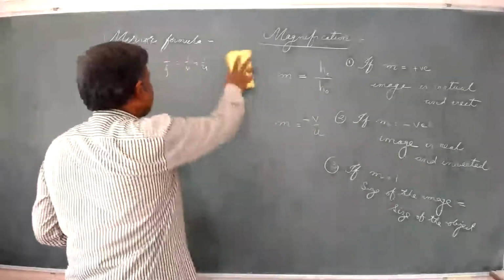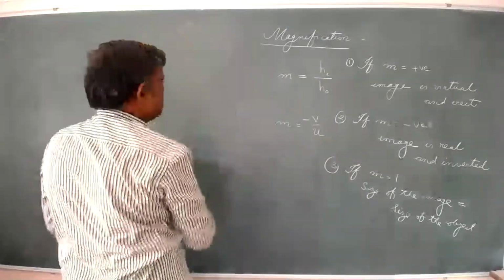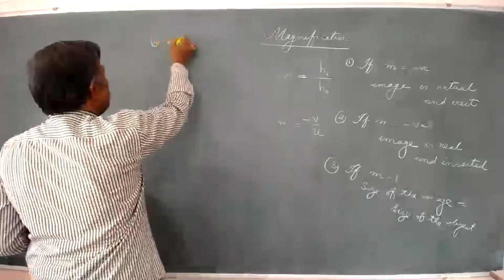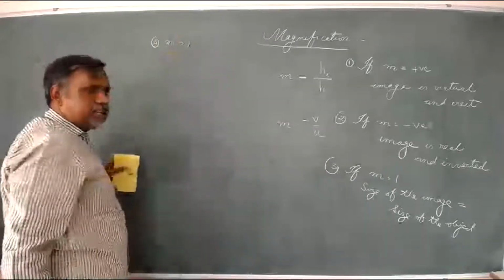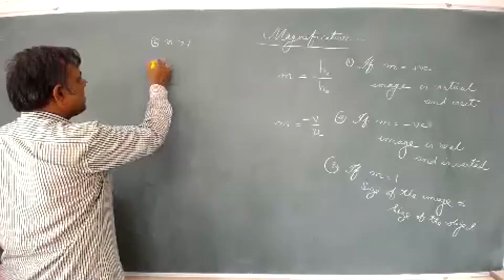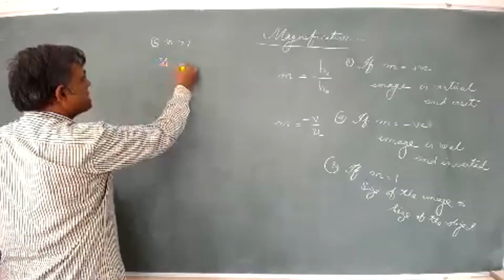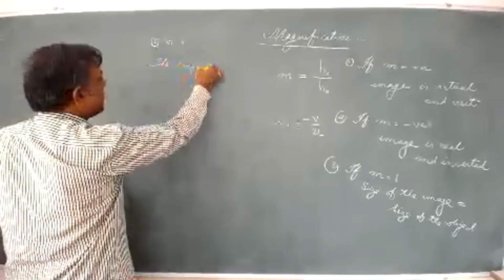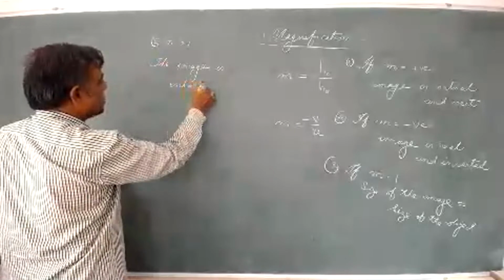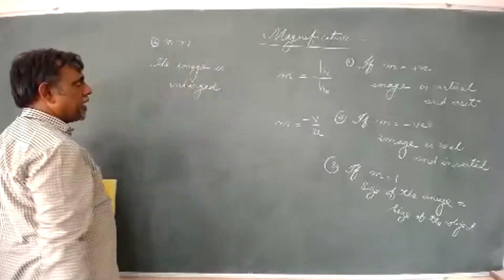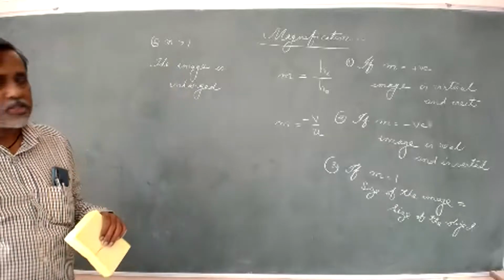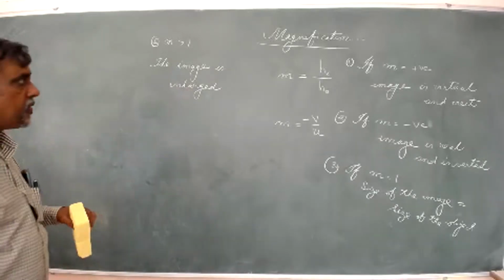Okay, so if you know the magnification value is more than 1, in any situation, in any problem, so what do we get by means of this? The image is enlarged, means magnified. So when magnification is greater than 1, the image is enlarged or magnified.